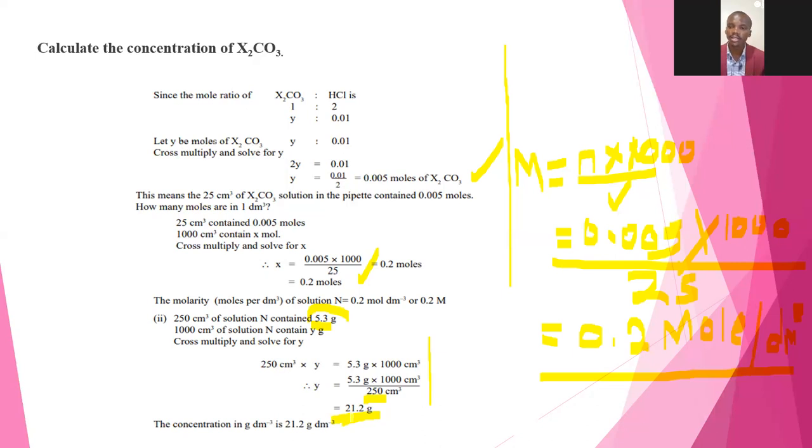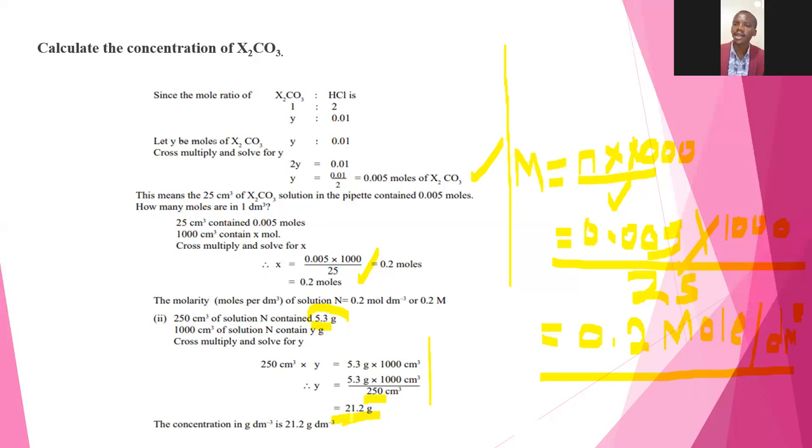We were told very well that 5.3 grams was dissolved in 250 cubic centimeters. So in 250 cubic centimeters, we have the solute of X carbonate, which had a mass of 5.3. So what of in a liter, or in 1,000? Therefore, we'll say now, how many grams of that solute will be in 1,000? We'll get that it is 21.2 grams.